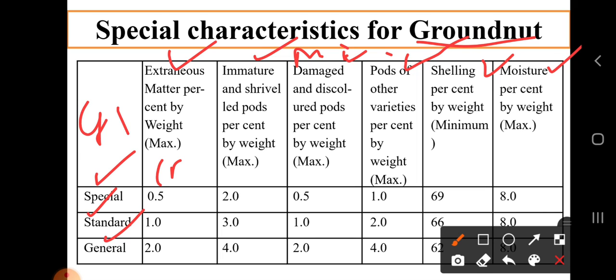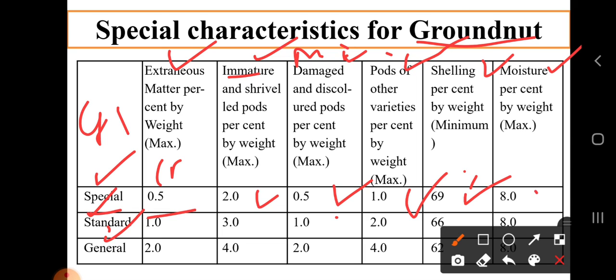Okay, so in case of special grade, the foreign matter should not exceed 0.5%. Its immatures or undeveloped pods should be not more than 2%. Damaged pods should be not more than 0.5%. Then pods from other varieties should be not more than 1%. Its shelling percent should be at least 69%, or it should be more than 69%.